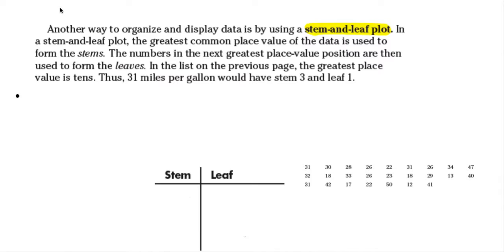Let's take a look at the stem and leaf plot. Another way to organize data and display it is by using the stem and leaf plot. In a stem and leaf plot, the greatest common place value of the data is used to form the stems. Let me highlight that. The numbers in the next greatest place value position are then used to form the leaves. In the list on the previous page, the greatest place value is tens, thus 31 miles per gallon would have a stem of 3 and a leaf of 1.